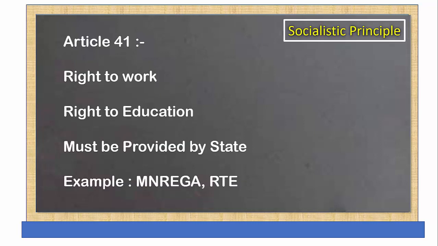Now if I talk about Article 41, if you remember the last lecture, we discussed Articles 41 and 45 when we discussed Article 21A, right to education. At that time I also mentioned that there is an Article 41. Particularly, Article 41 basically talks about the right to work, that there must be a right to work provided by the state, and a right to education provided by the state.